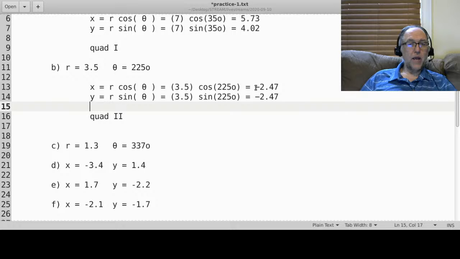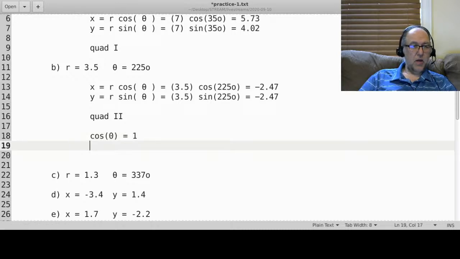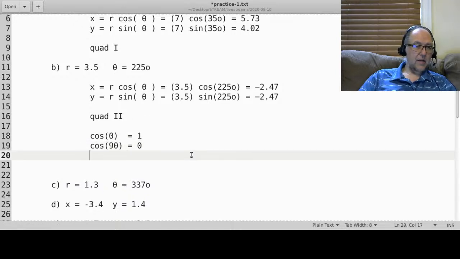Now why are these both the same value? I don't remember which lecture it was, but I showed you what the cosine of 0 degrees is. I said the cosine of 0 degrees is 1, and the cosine of 90 degrees is 0, like that. Well, there's also the cosine of 45 degrees, which is a good number to remember. You don't have to remember it, but it's a good number to remember. It's 0.0707, like that.